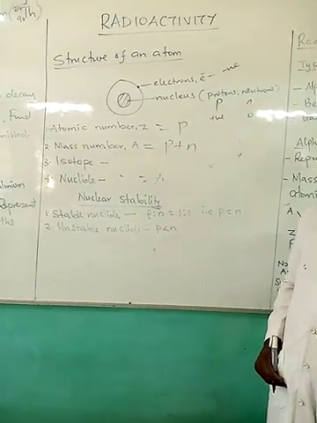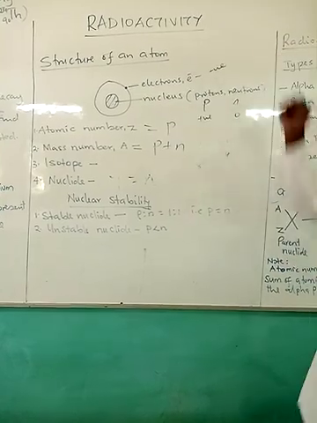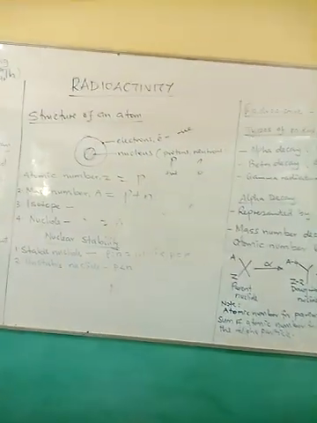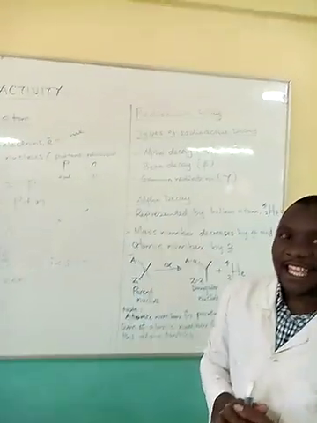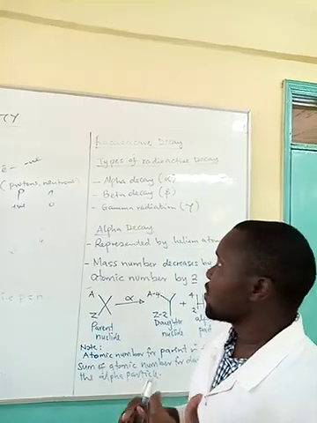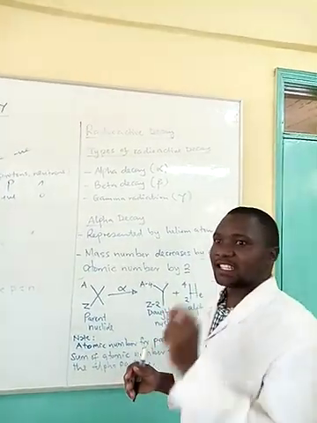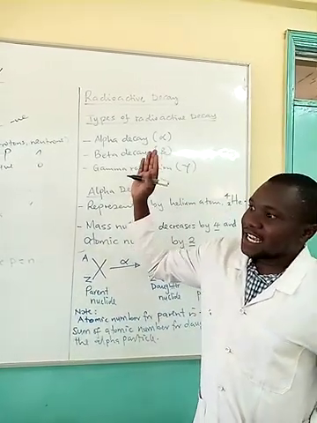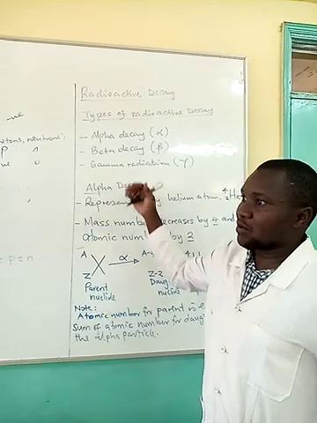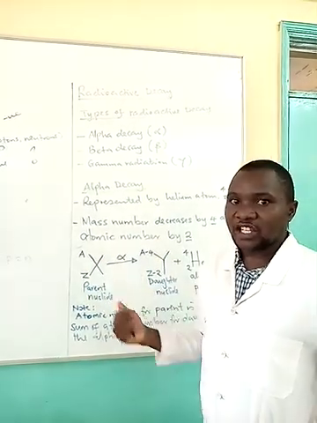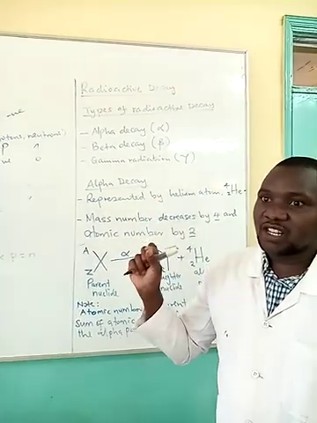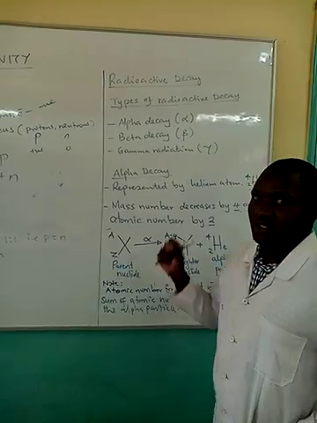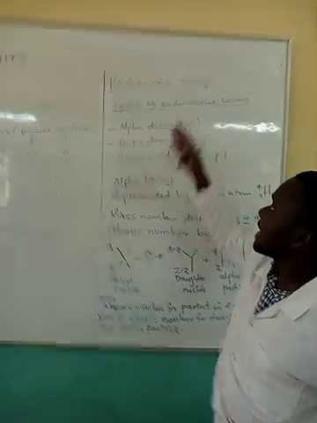So, what is radioactive decay? And don't confuse this with radioactivity. Sometimes students take it that radioactivity and radioactive decay are the same thing. We define radioactive decay as the process by which the nucleus of an unstable nuclide disintegrates in order to become stable by emitting energy.